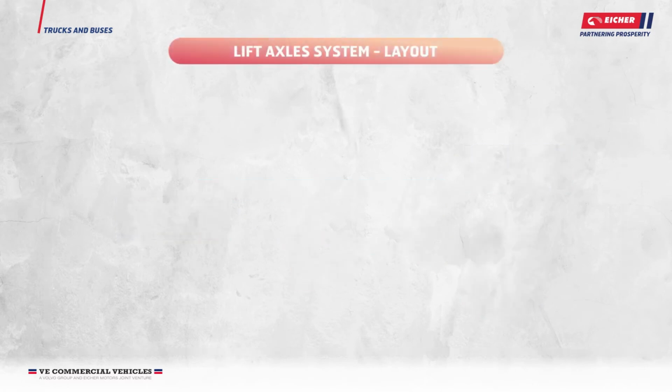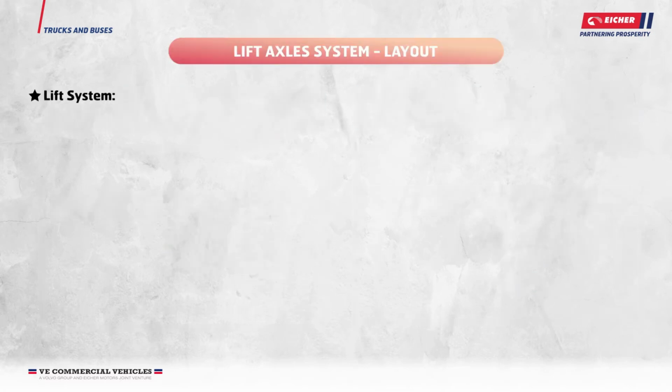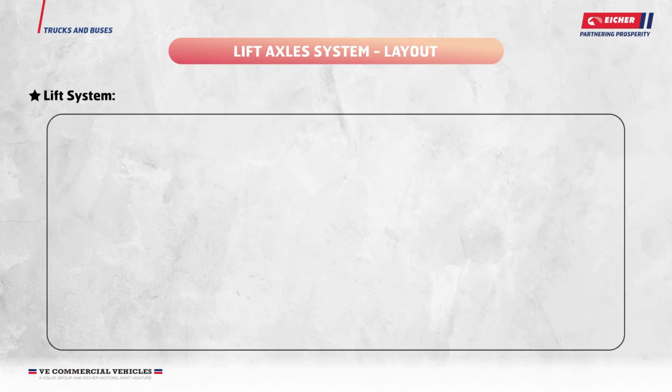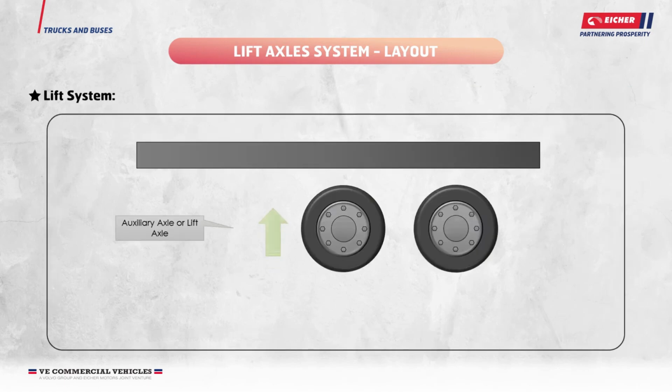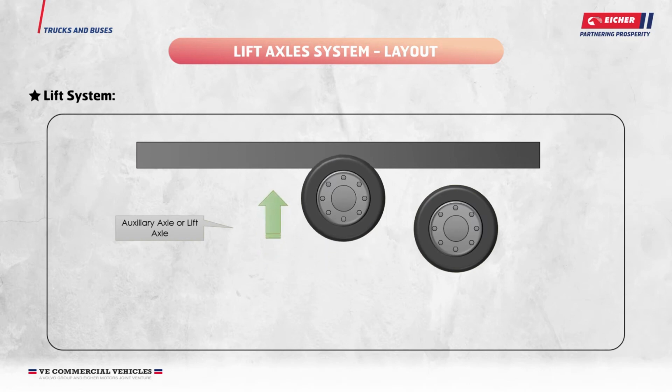Lift axle system layout. According to the arrangement of the lift and layout, the lift axles are classified into lift system and pusher-reverser system. Lift system can be used to raise and lower the lift axle. It will automatically lower on a preset load. It can also be controlled manually using the manual override feature.